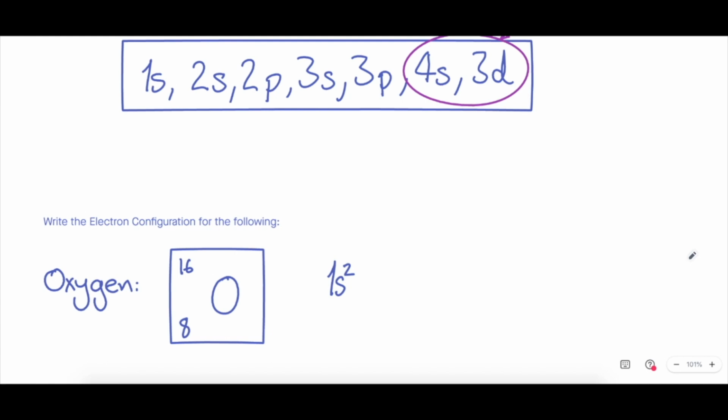Next up, we have a 2s subshell. Again, that can only hold 2. And because there's 8 electrons, we've only used 2 electrons.